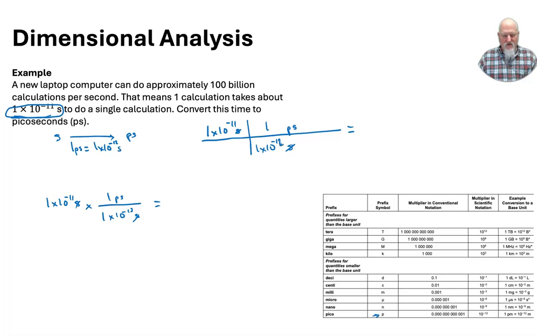That's a 12. That's a 2. Okay, so multiplying or dividing by 1 does nothing. So I need to do 1 times 10 to the negative 11th divided by 1 times 10 to the negative 12th.